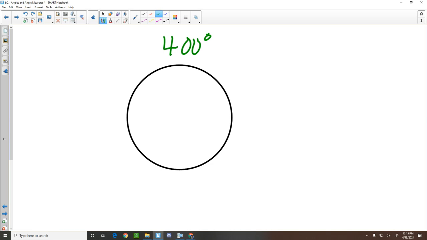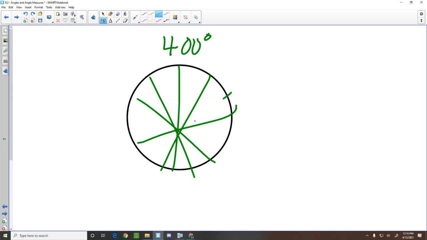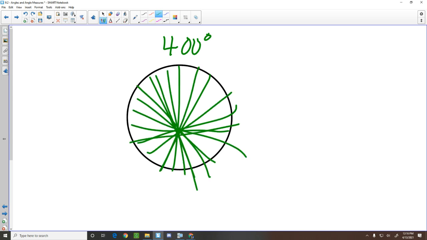But no, we have a circle that's broken up into 360 pieces. Like someone decided, let's just split this up, and let's slice this cake 360 times and call that our circle. Why 360? Any guesses?